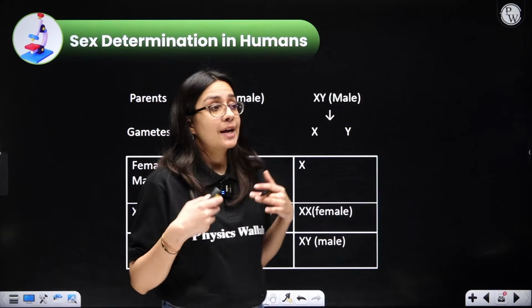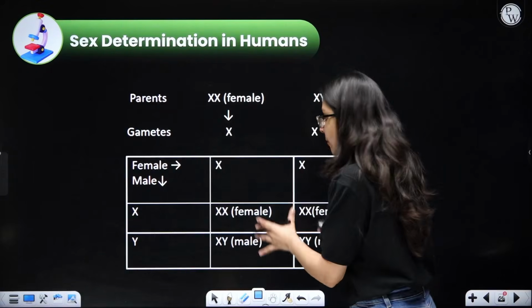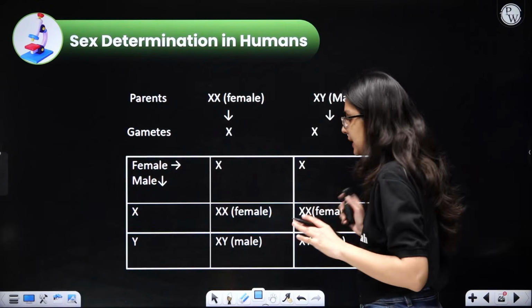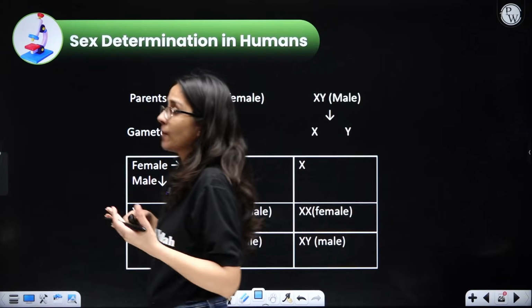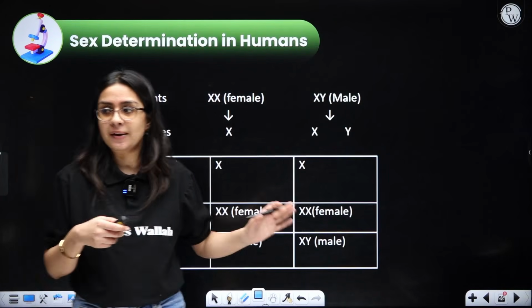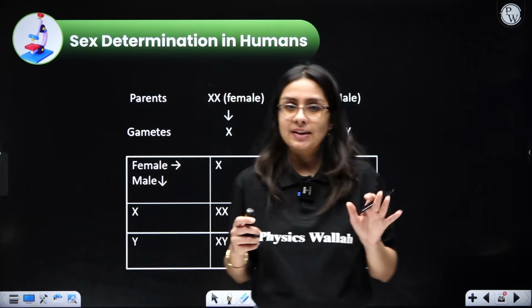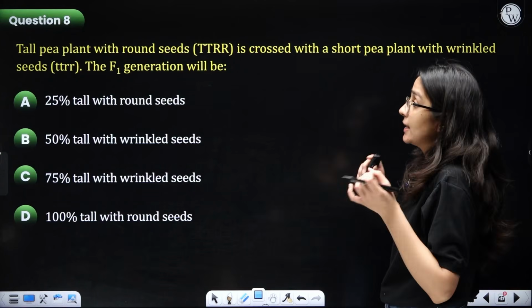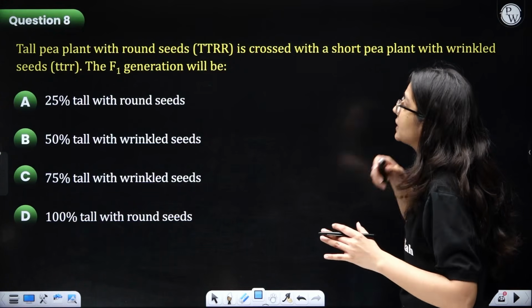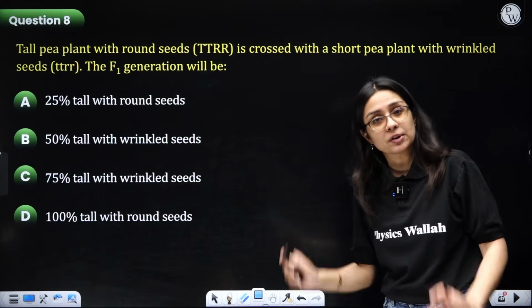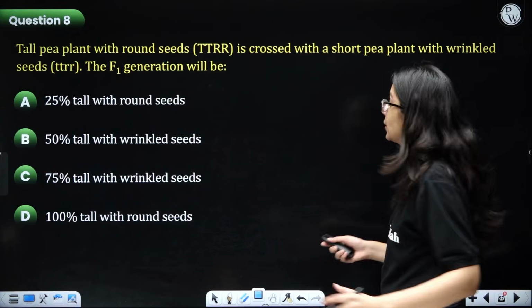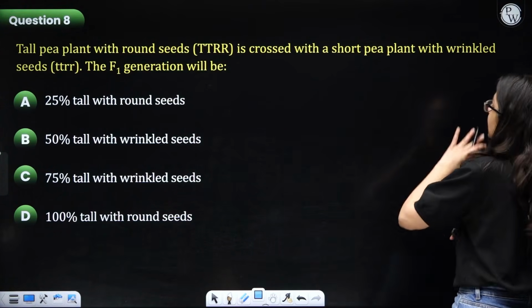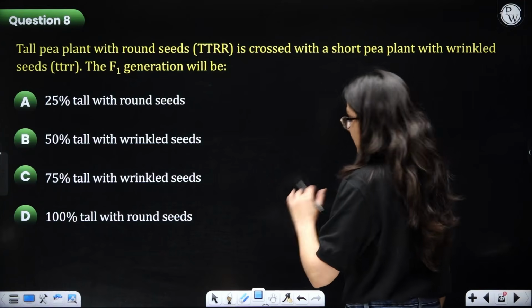That is how it is also represented in the form of a Punnett square, you can see easily. Now if the question comes in the form of proving it, you simply can draw a Punnett square to represent things very nicely. Talking about some questions that we can solve now. Question says a tall pea plant with round seeds, they have given you the genotype also to make things easier for you, is crossed with a short pea plant with wrinkled seeds, the F1 generation will be.